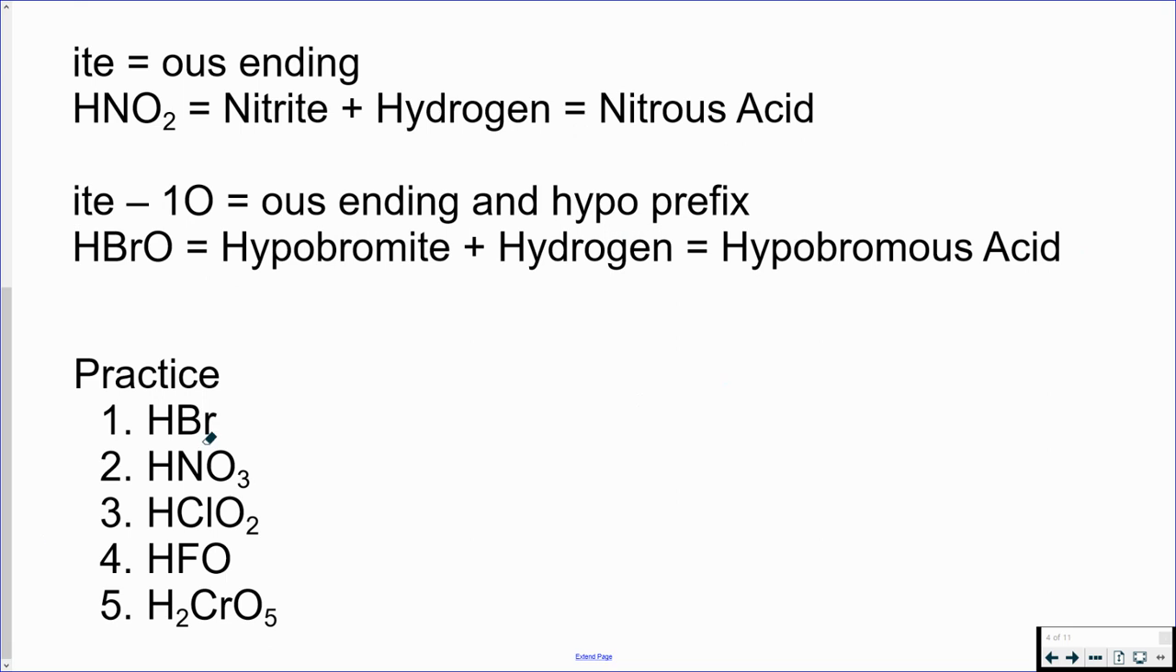Here are a few acids that you may want to review your naming rules for. Not necessarily super important, it's fluorate with two less oxygen, so it becomes hypofluorous acid.